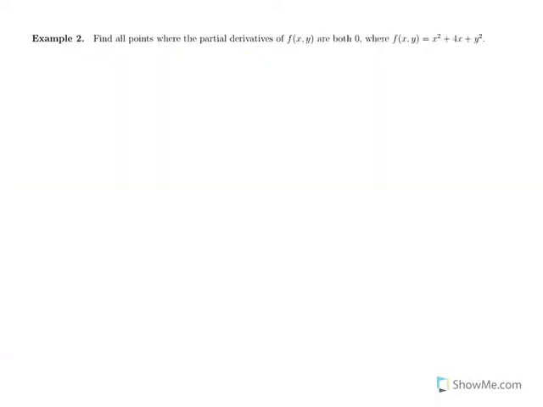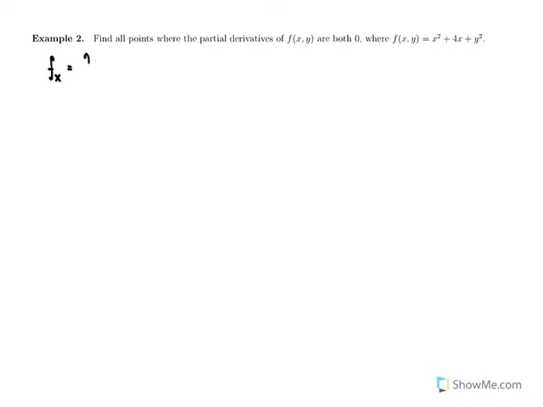All right, let's look at another example. So find all points where the partial derivatives of f of x, y are both 0, given our function. This is something extra on top of just finding the partial derivatives, though the first thing we need to do is find the partial derivatives. So let's find our two partial derivatives, f sub x and f sub y.